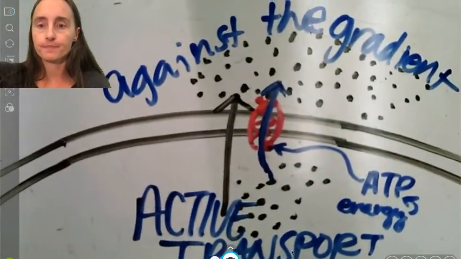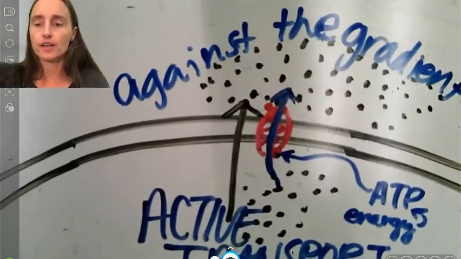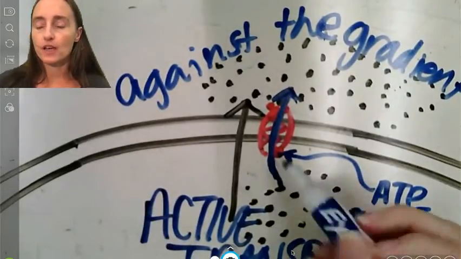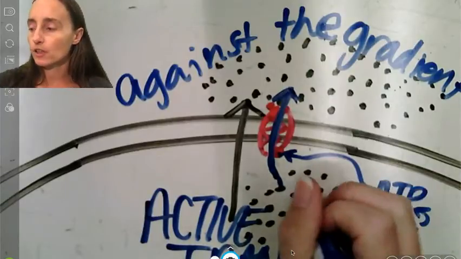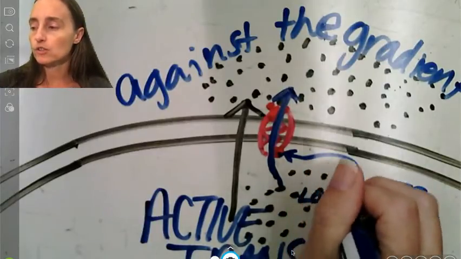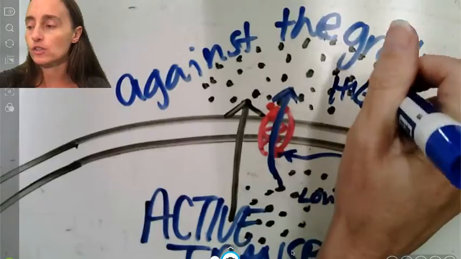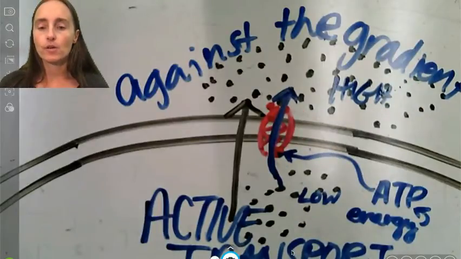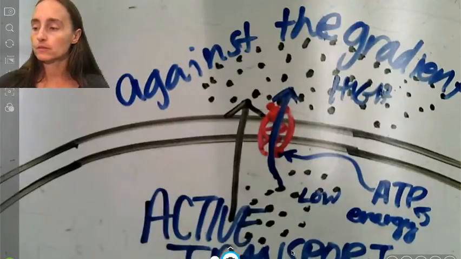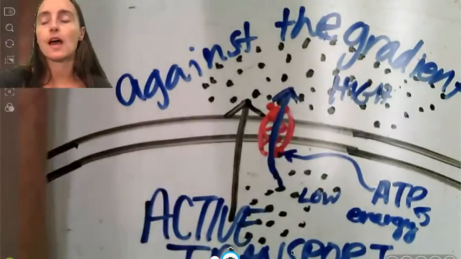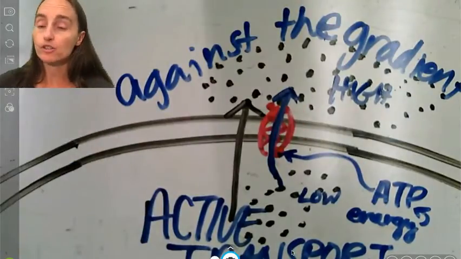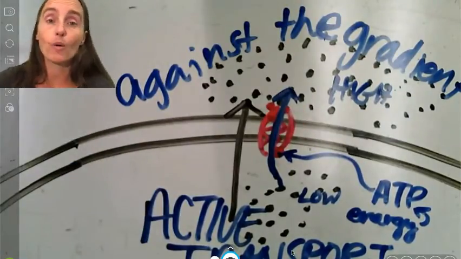Okay. Goes against the gradient. So it is moving like against nature, moving from an area of low concentration to an area of high concentration. Okay. So that's active transport. And we use pumps. That's a pump. Okay. So active transport is that. Passive transport doesn't require energy. It's moving with the concentration gradient. It's going with the flow.